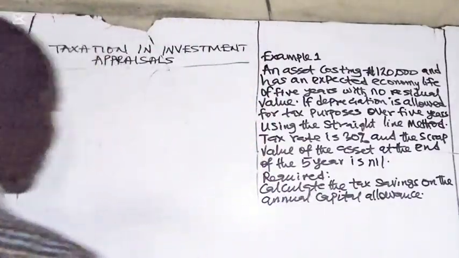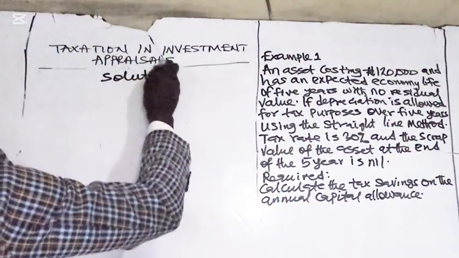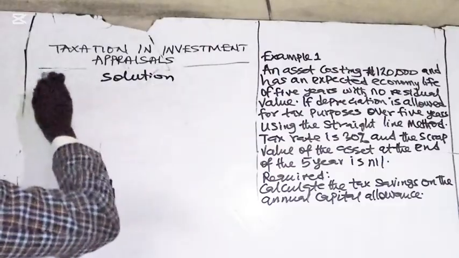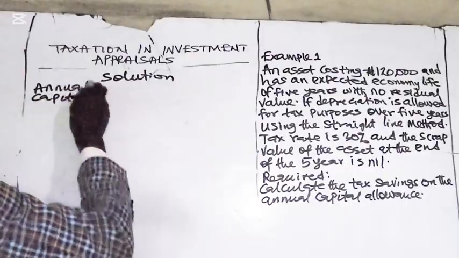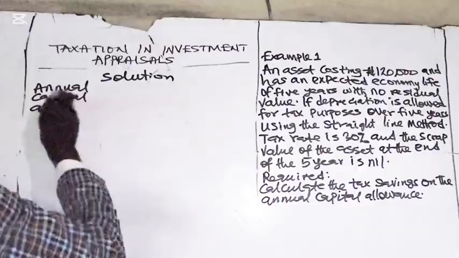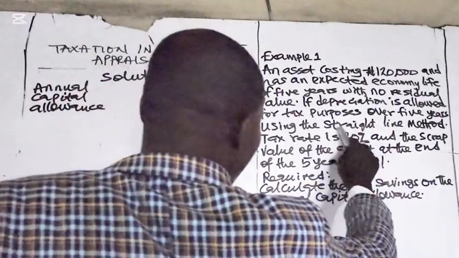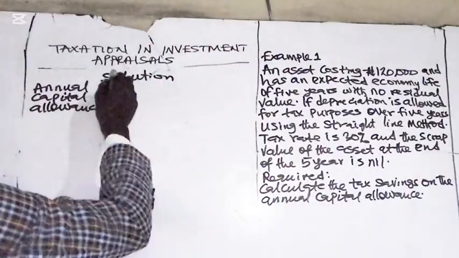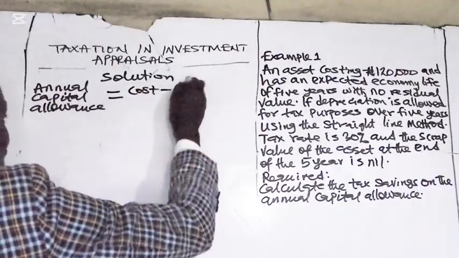So now, solution. And I've told you that the annual capital allowance using the straight line method, and since the straight line method is required, it is equal to the cost of the asset minus residual value.